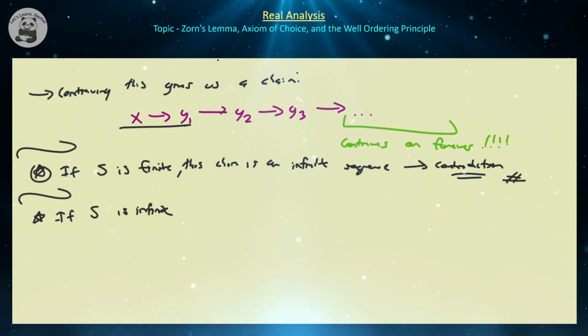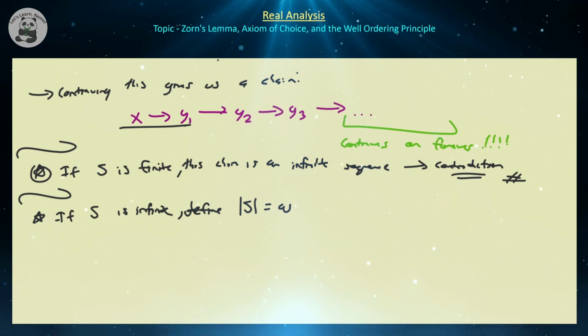If that is the case where S is infinite, then what we're going to do is define the cardinality of this set to be equal to omega. Obviously, omega is not finite.